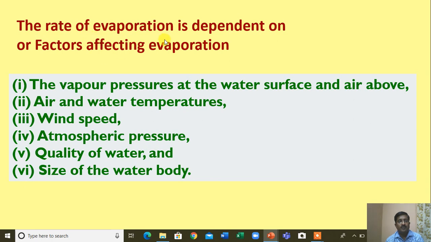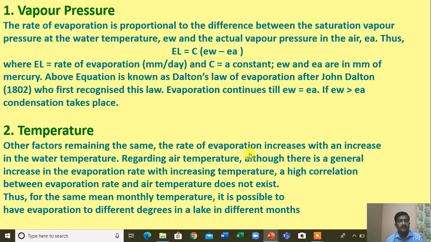The rate of evaporation is dependent on various factors, or we can call them factors affecting evaporation. First are the vapor pressures at the water surface and in the air above, air and water temperatures, wind speed, atmospheric pressure, quality of water, and size of water body. Now let's see them one by one.